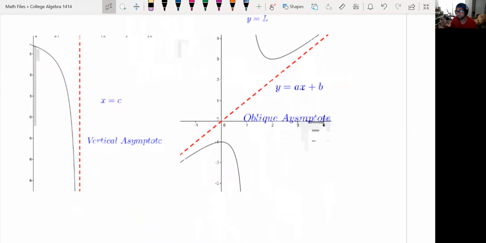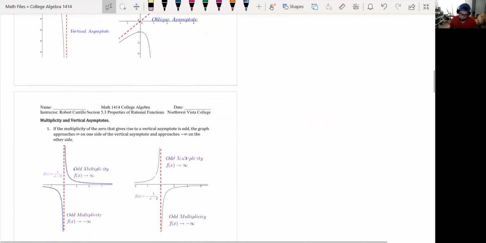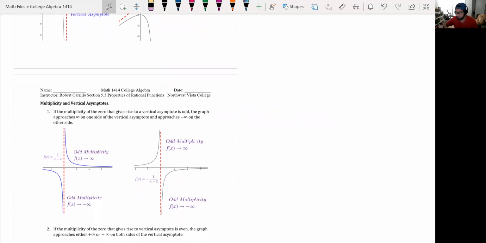Oblique is just linear, it's a line, and you see that these graphs down below, they get really close to it, but they don't touch it. So, oblique is just linear. Okay, excellent. So, those are the definitions of asymptotes. You have a vertical, horizontal, and oblique. There is one more, but we'll learn it at the end. It's the easiest asymptote to know.